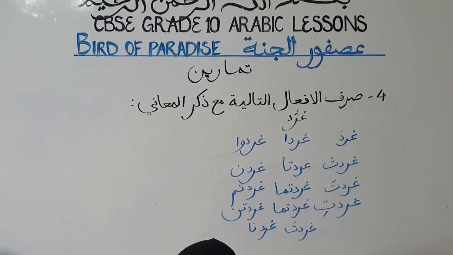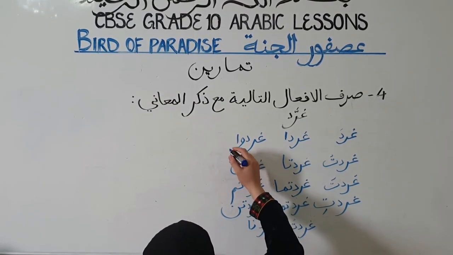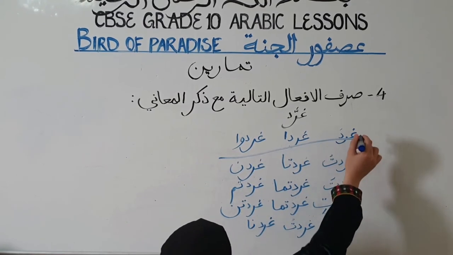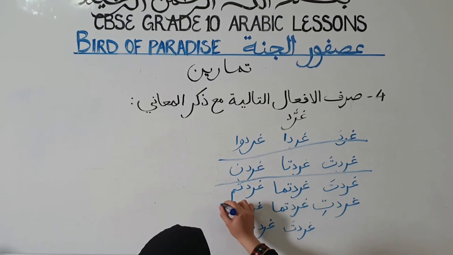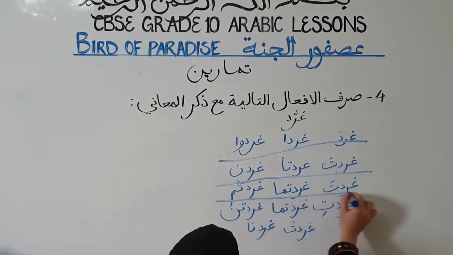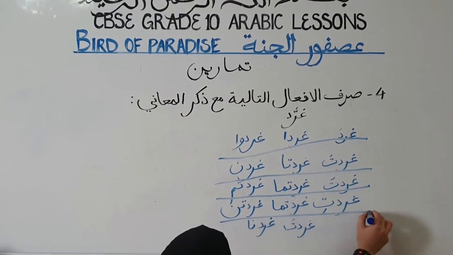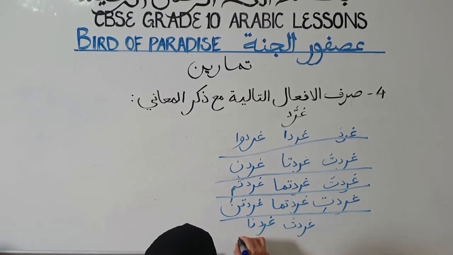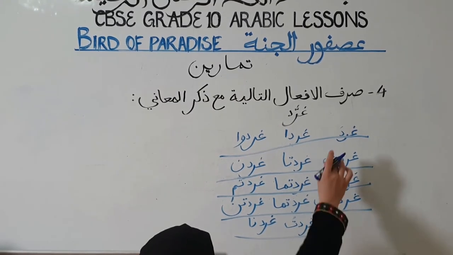So I have written it into 14 patterns. The first three are for male third person. The second three are for female third person. The third three are for male second person. The fourth three for female second person. And the fifth for first person.